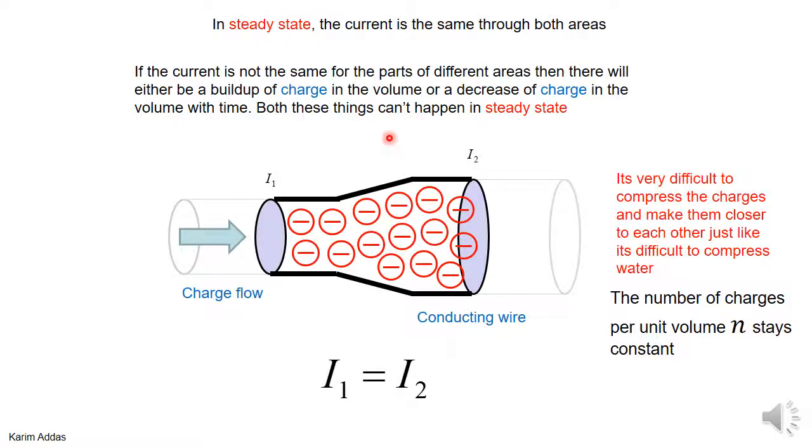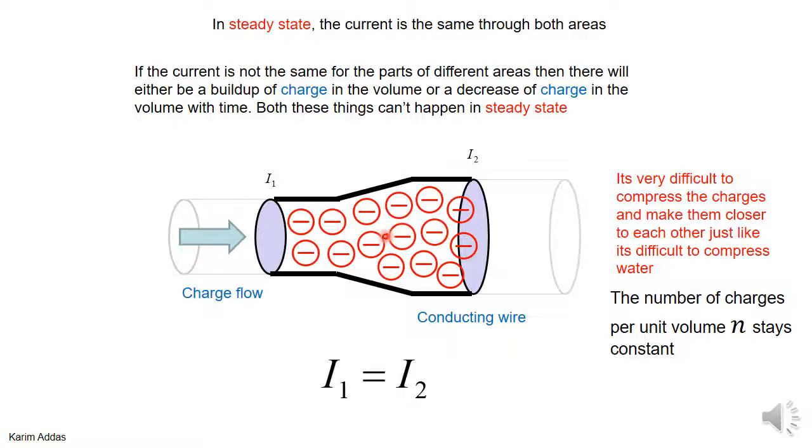The same thing happens if you have a wire and the wire has a different diameter here than it has over here. It's the same idea exactly. Why? Because the negative charges that are flowing in the wire are also incompressible. It's not easy to make the negative charges get closer to each other. So the charges are incompressible, and the number of charges per unit volume, small n, stays the same. And so it's very similar to the case of water.